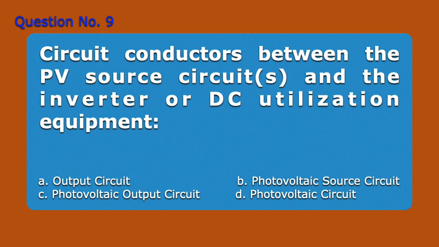Question number 9. Circuit conductors between the PV source circuit and the inverter or DC utilization equipment. A. Output circuit. B. Photovoltaic source circuit. C. Photovoltaic output circuit. D. Photovoltaic circuit. Answer: C. Photovoltaic output circuit.